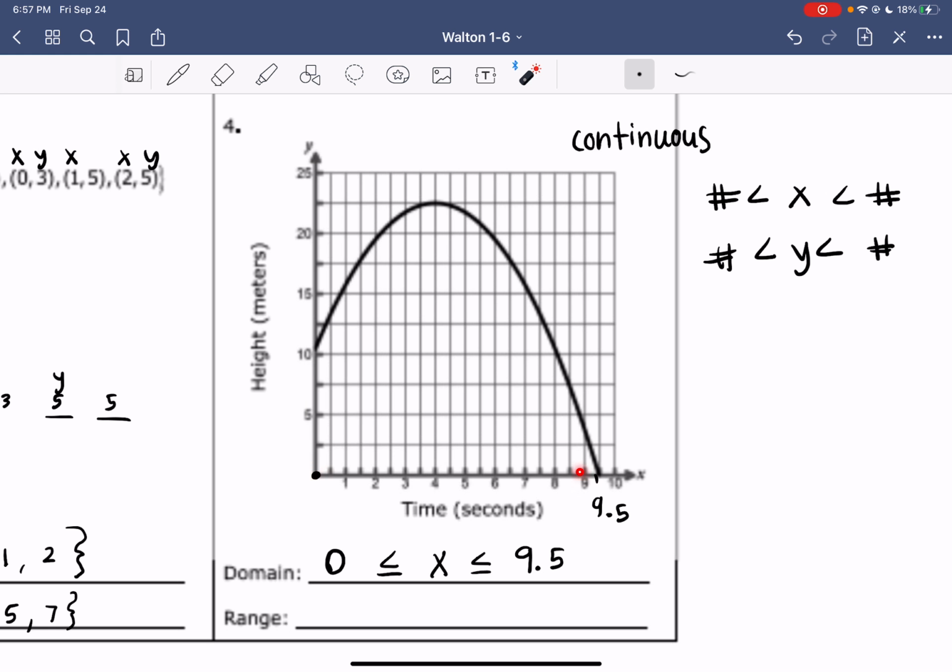So from 0 to 9.5, that is the extent of our domain. But then with our range, now we need to go from bottom to top. So our lowest, as I follow my graph up, and up, and up, I stop here at the top. So I see that my graph goes all the way up to this point right here, which is 22.5. So our range goes from 0 to 22.5.